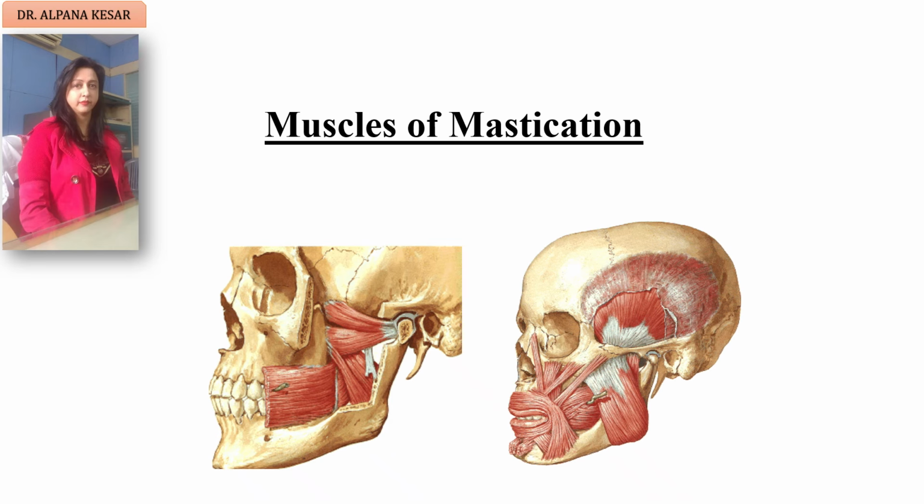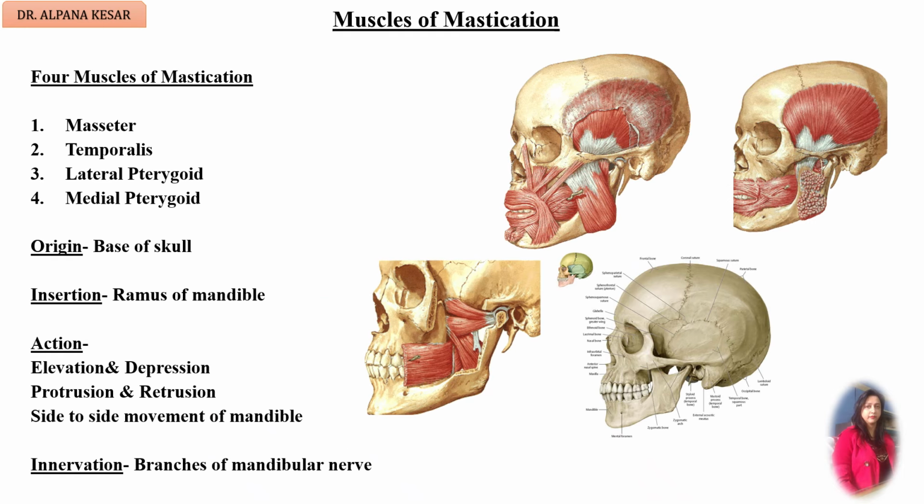Muscles of mastication. The four muscles of mastication are masseter, temporalis, lateral pterygoid, and medial pterygoid. All four muscles take origin from the base of the skull and get inserted into the ramus of the mandible. Action of the four muscles of mastication is elevation and depression of mandible, protrusion and retrusion of mandible, and side-to-side movements. Innervation is by the branches of mandibular nerve.